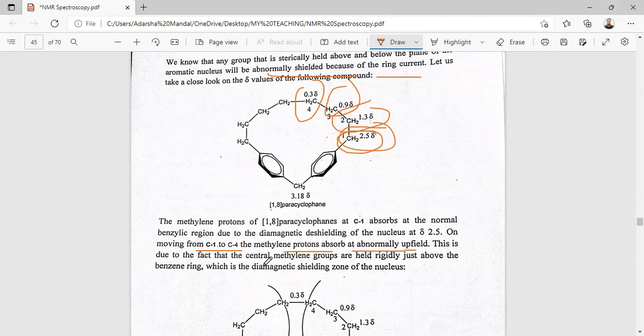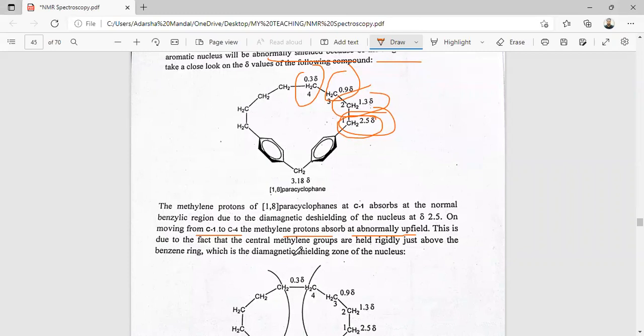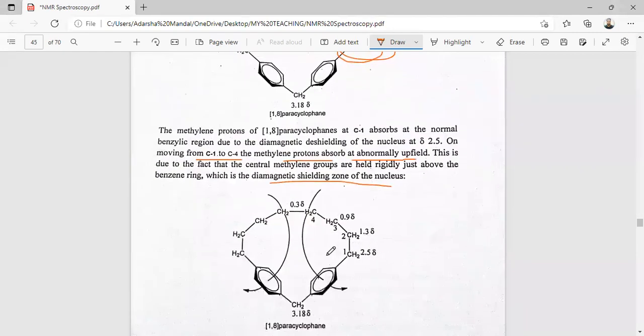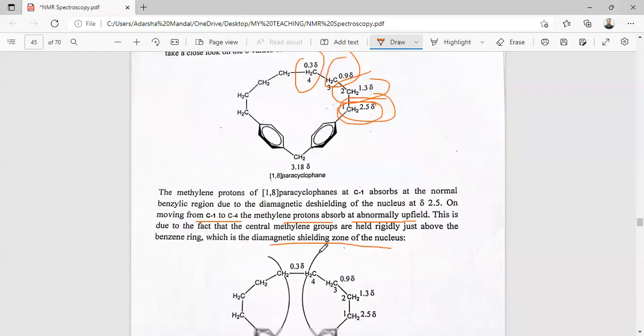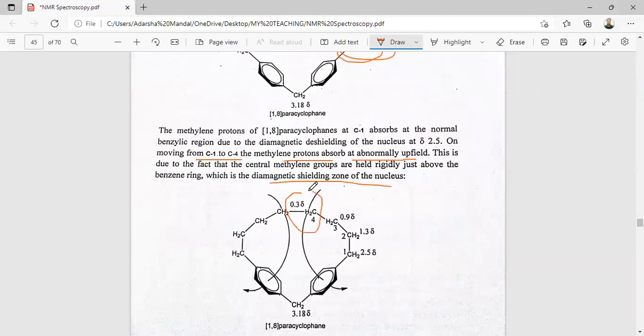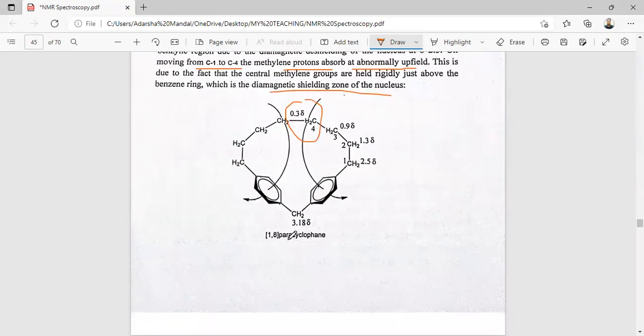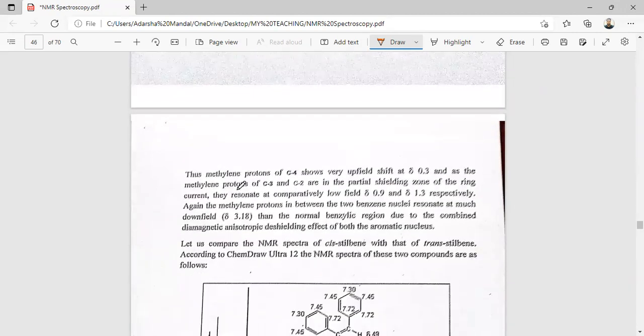This is due to the fact that the central methylene groups are held rigidly just above the benzene ring, which is the diamagnetic shielding zone of the nucleus. So this proton is in between the diamagnetic shielding zone. So that's why this is the most upfield compared to the others. Thus the methylene protons of C4 show very upfield at 0.3, as the methylene protons of C3 and C2 are in the partial shielding zone of the ring current. They are present at comparatively lower field, 0.9 and 0.13 respectively.